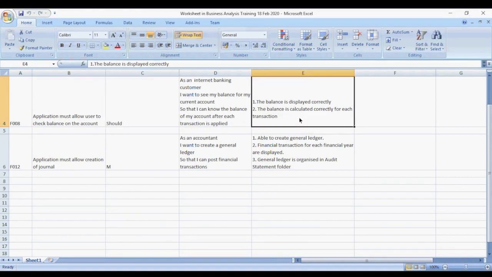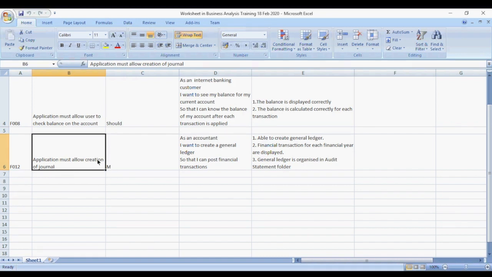But I could say the balance is displayed correctly, the balance is calculated correctly for each transaction. Depending on the acceptance criteria that you think fit, or that you agree with your stakeholder, you just need to write it there. It could be 5, it could be 1, it could be 2, it depends. So this is another one: the application must allow creation of a journal. You will see that this one is creation of a journal.